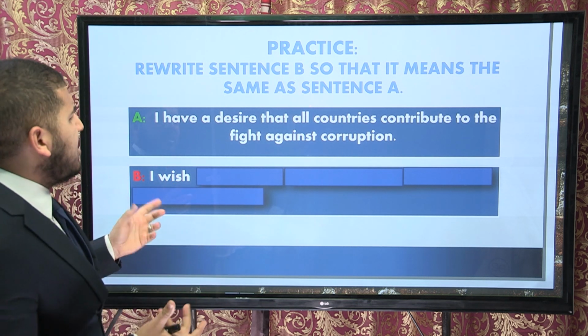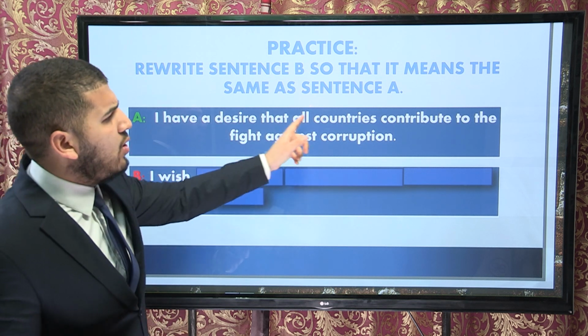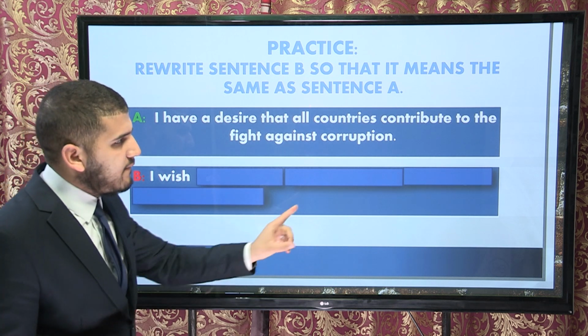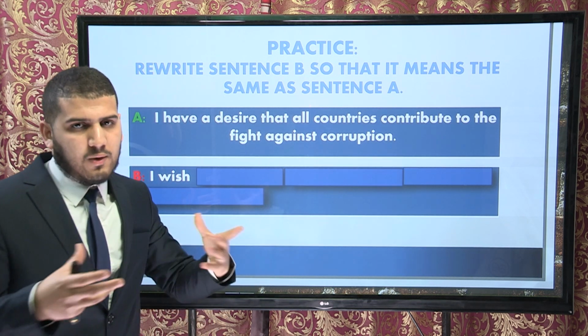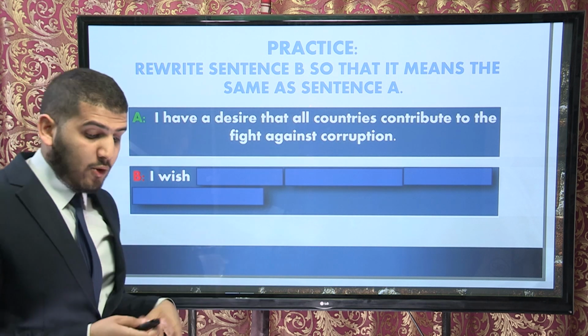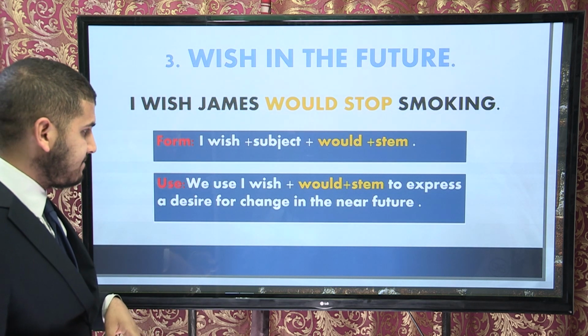So where is the verb here? I have a desire that all countries contribute to the fight against corruption. So the verb is contribute. And what is the subject? The subject is all countries. Therefore, we are going to have the following.